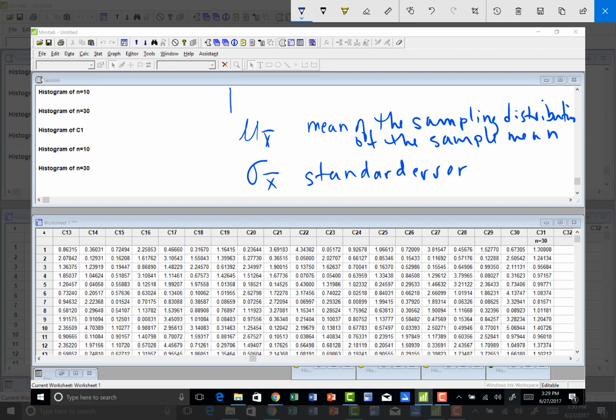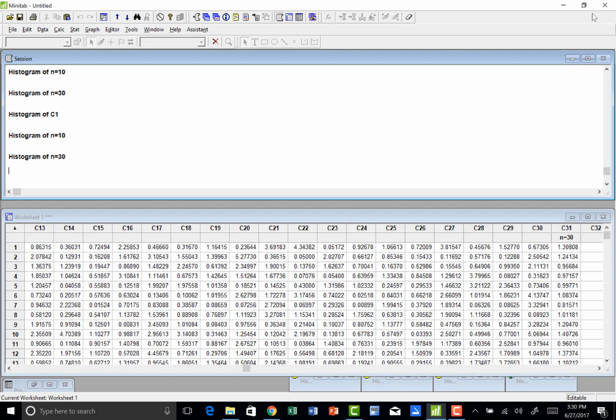And if we were doing the sampling distribution of the sample proportion, we'd say the mean of the sampling distribution of the sample proportion and the standard error of the sampling distribution of the sample proportion. So these are what we would use as symbols when we're talking about sampling distributions. So that was just a really good look into sampling distributions.